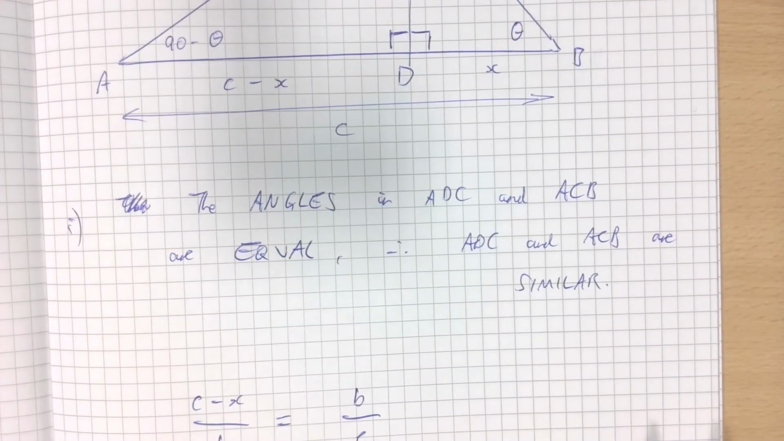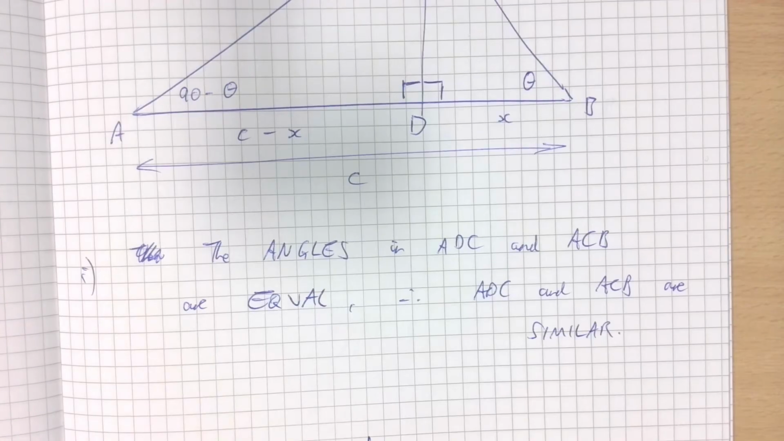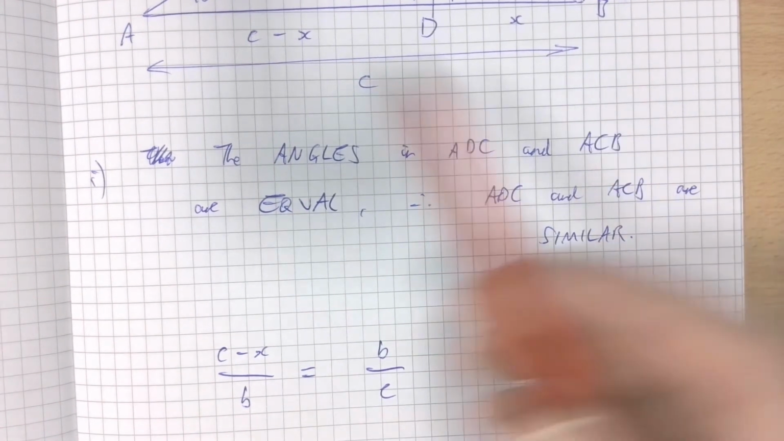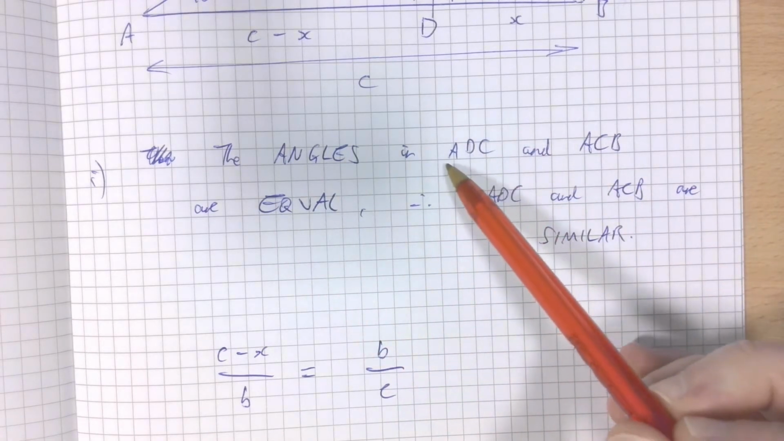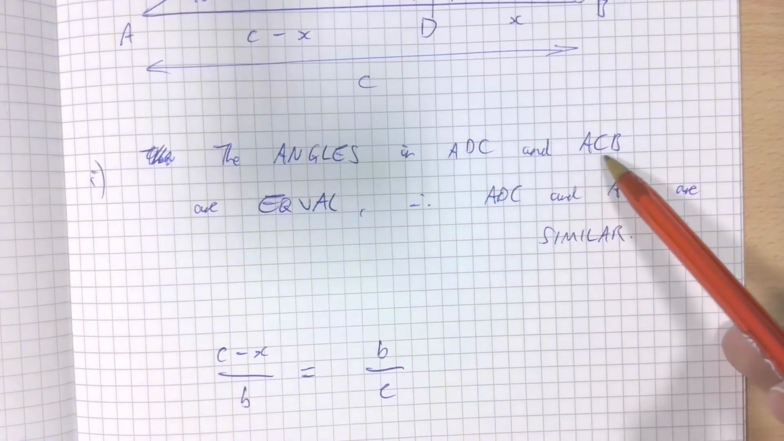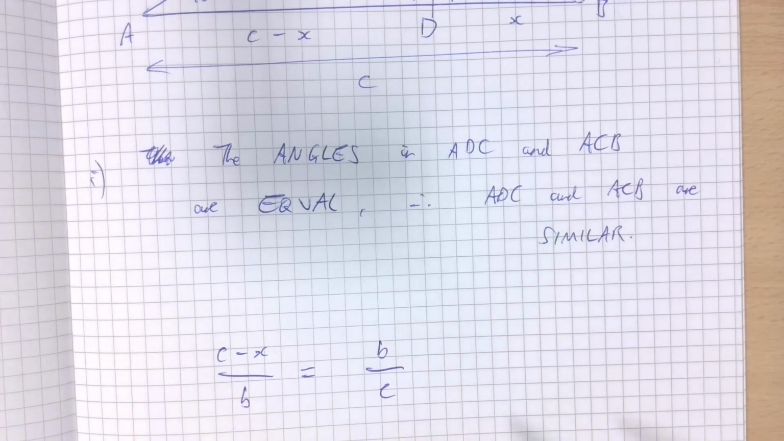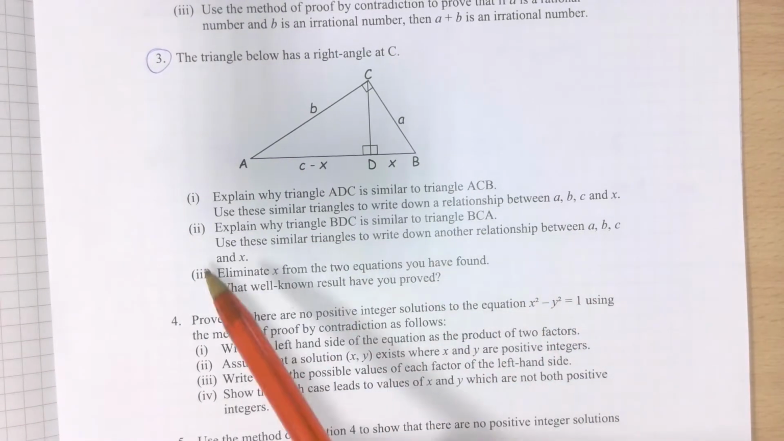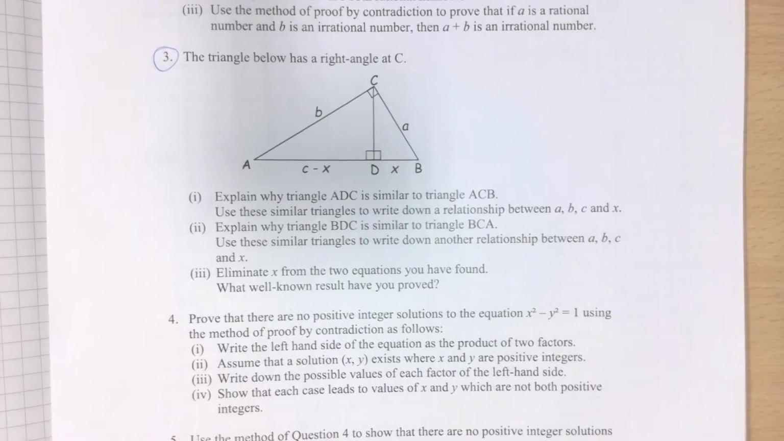The angles are equal, therefore they are similar. I could spend some time writing that out if you like, but I think it might just be a bit of a waste of time at this point. It's exactly the same demonstration, just with this written as BDC and this written as BCA. That's it. Okay, use these similar triangles to write down another relationship between the side lengths.